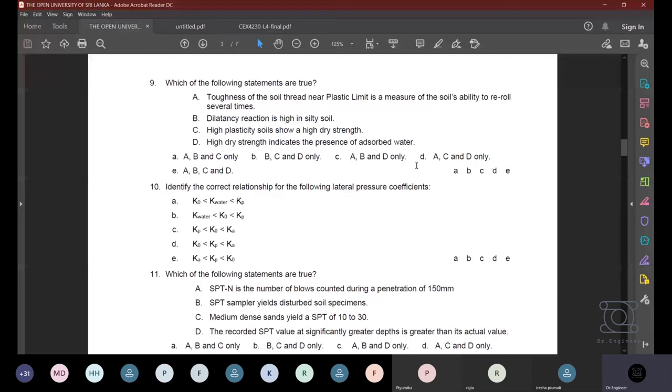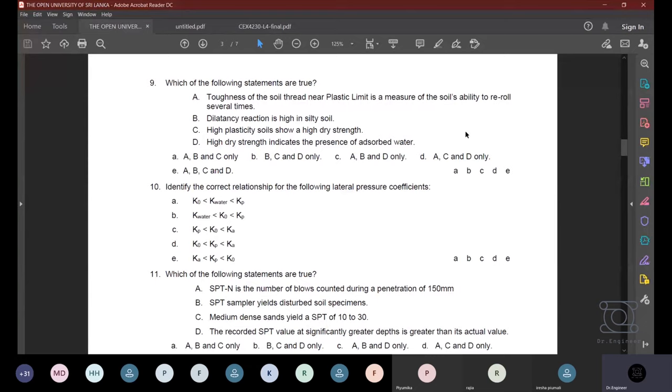Toughness of soil thread near plastic limit is a measure of soil's ability to re-roll several times, right? Yeah, you can say that, right? Toughness means, if the soil is tough, you can re-roll it several times, right? If it is less tough, it will break down easily, right? So using the toughness, we can define plasticity and the plastic limit also, right? So whether it is high plastic limit soil or whether the plastic limit is low, right? You would have done these practicals, right? So I think you would have proper practical knowledge when you are handling this, right?